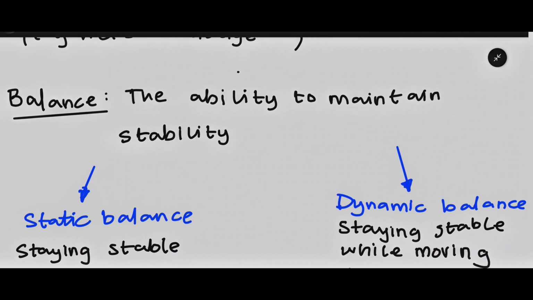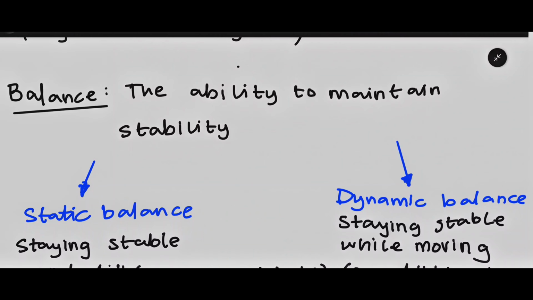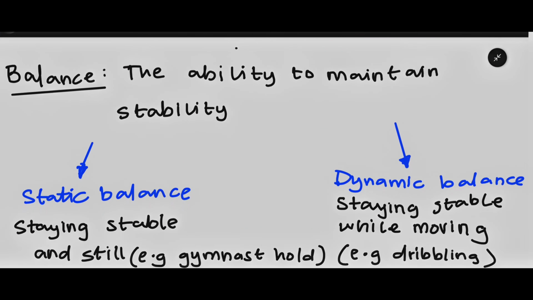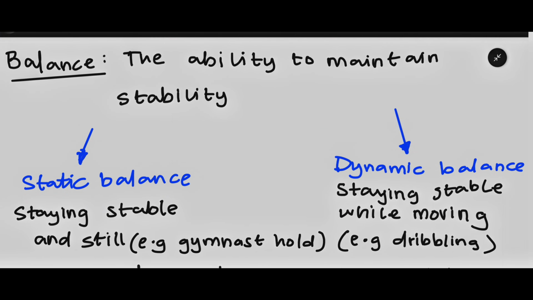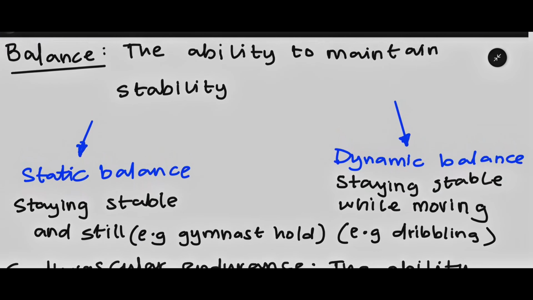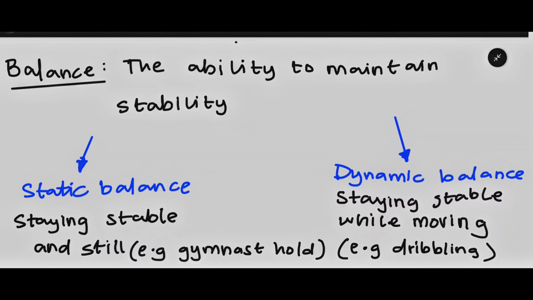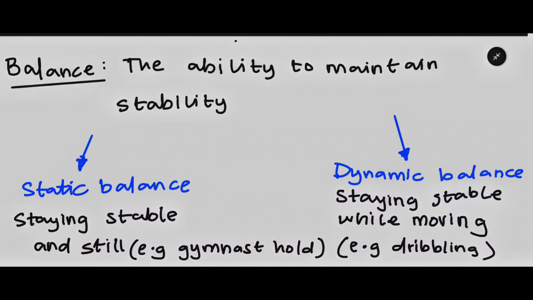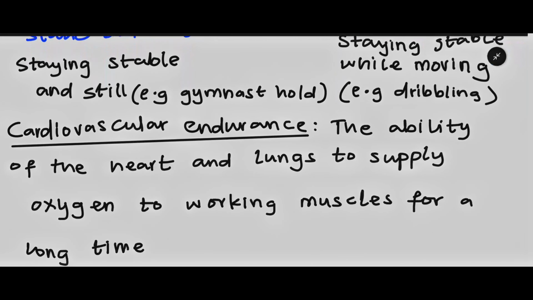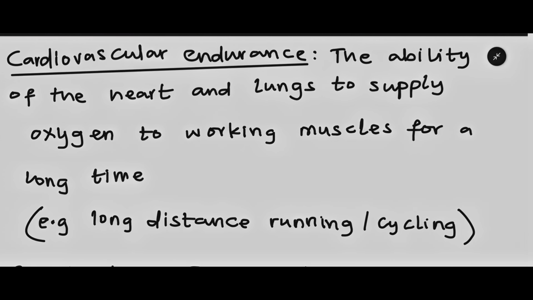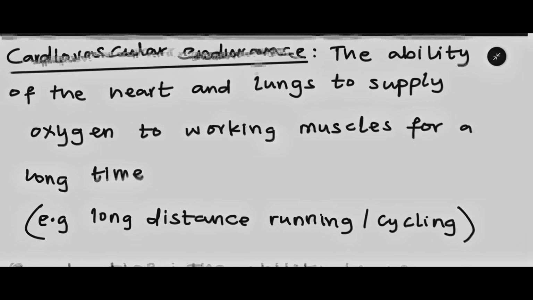Balance is the ability to maintain stability. There are two types of balance. There is static balance and dynamic balance, as you can see on the screen. Examples of balance can be in gymnastics, when a gymnast is holding a position or landing after a jump and things like that. Next, we have cardiovascular endurance. Cardiovascular endurance is the ability of the heart and the lungs to supply oxygen to working muscles for a long period of time. Examples, any long distance activity or any games like football and even boxing.